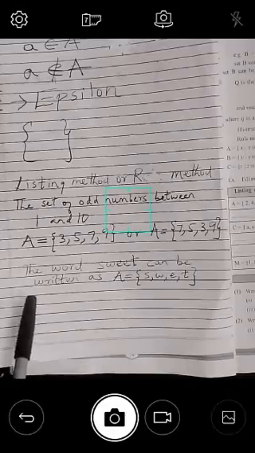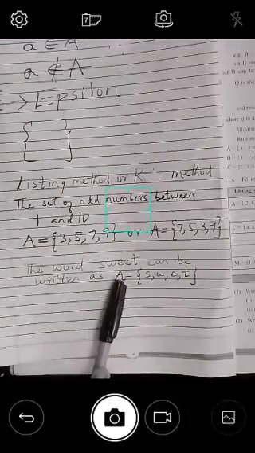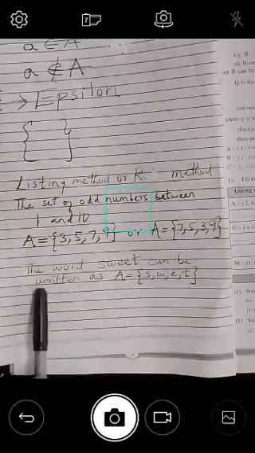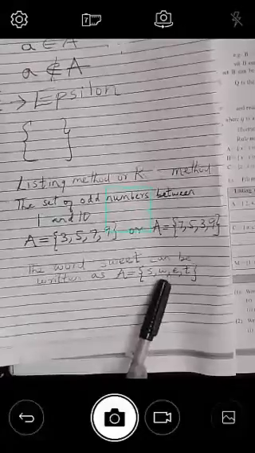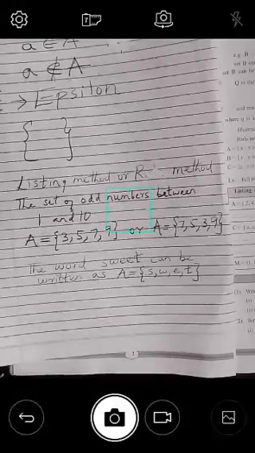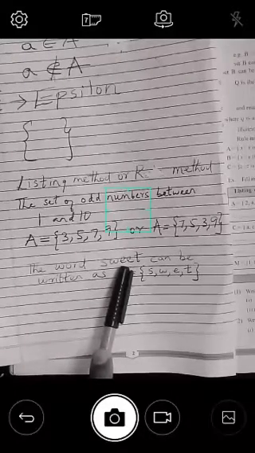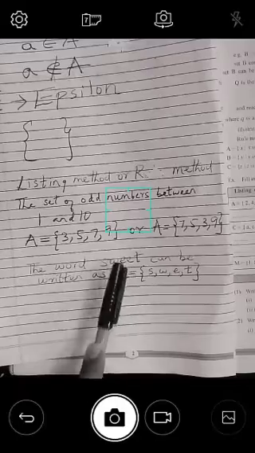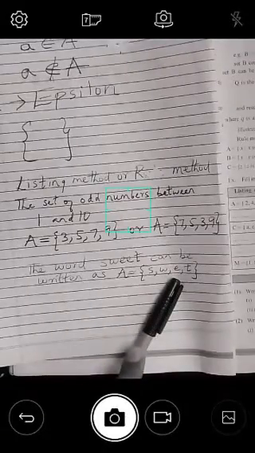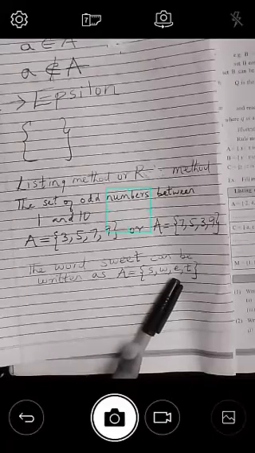Now consider the word sweet. It can be written as capital A is equal to {S, W, E, T}. Here you will notice that the letter E is not repeated. That is, we have to write the letter only once. So any element has to be written only once in a set.